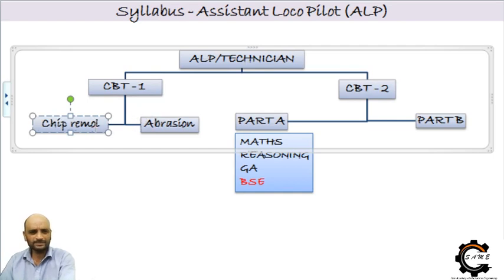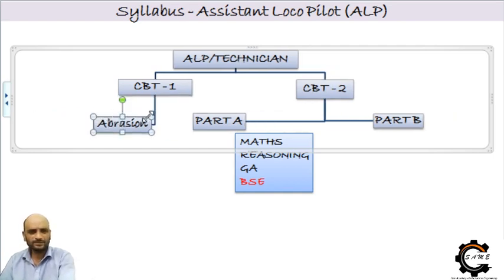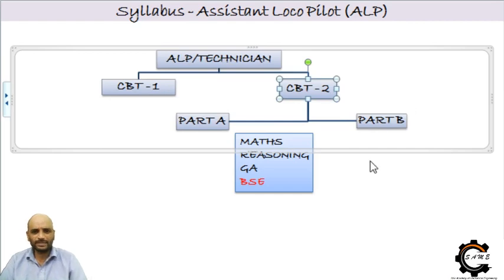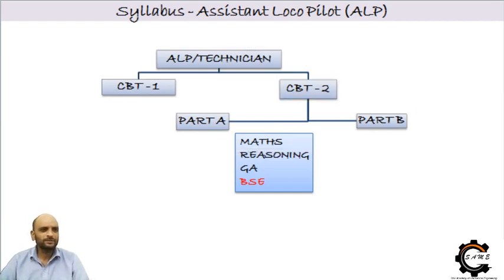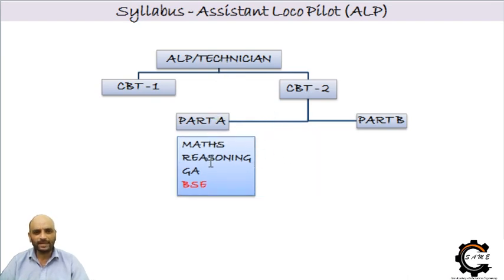In CBT2, in ALP technician, there is part A. In part A, the syllabus covers maths, reasoning, general aptitude and this BSE. In this lecture series I will take the BSE part, that is basic science and engineering. This is the subject I will deal with.